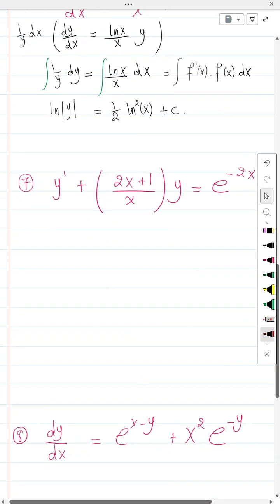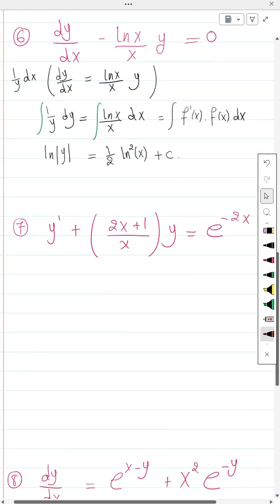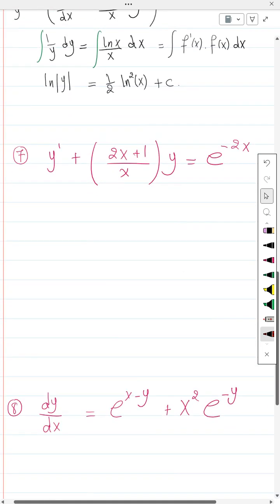Let's see the seventh example. And as I told you, we can solve it another way, which is as a linear differential equation. The seventh example says solve the differential equation. Of course, as you can see from its form, it's linear, since we have y prime plus something multiplied by y equal to something related to x.